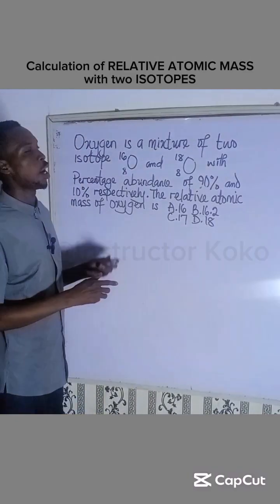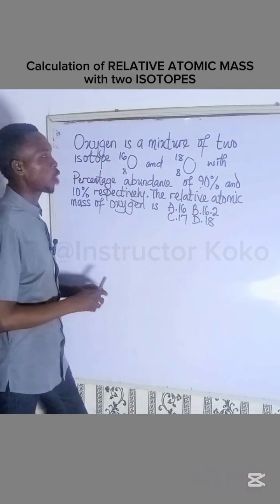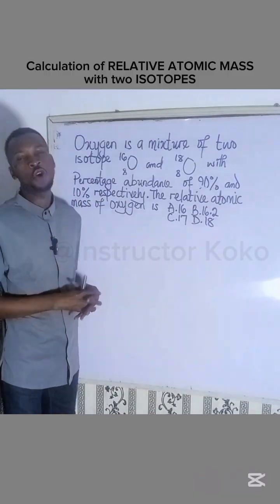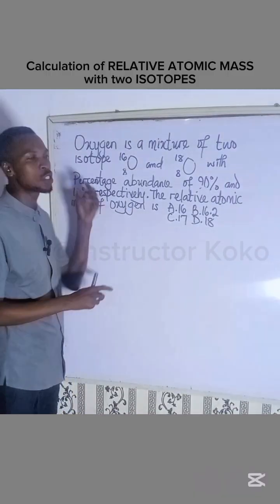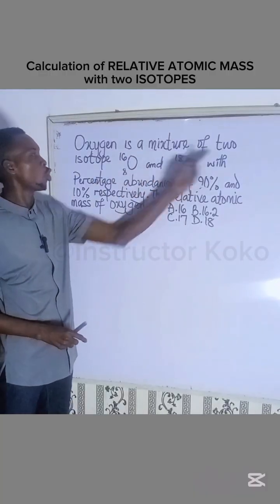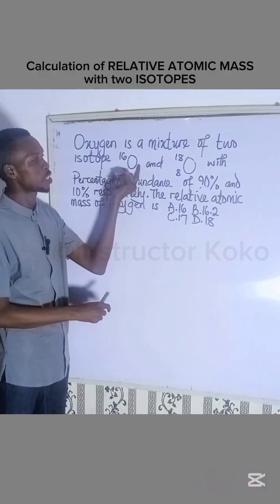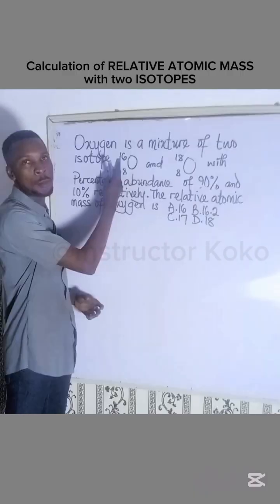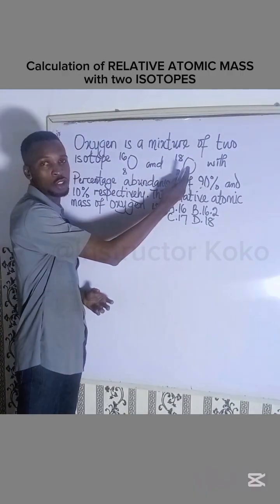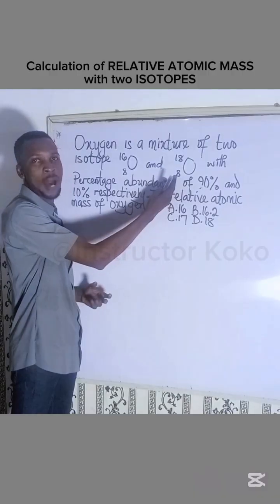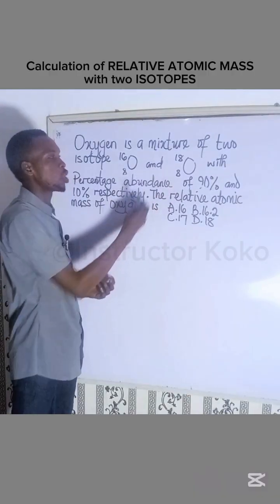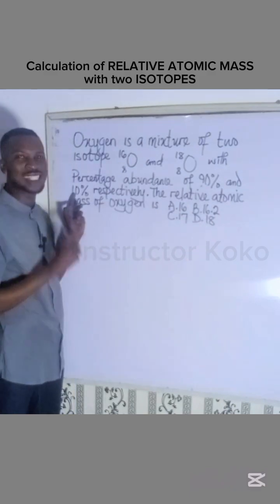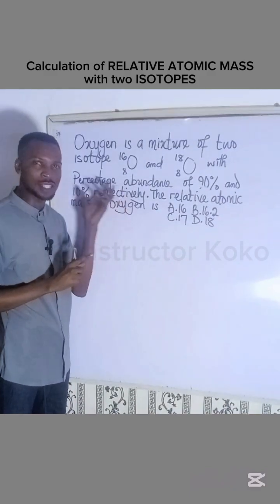Hello everyone. In today's tutorial, we are going to be considering a question under isotope. The question says, oxygen is a mixture of two isotopes. This is the first isotope, oxygen with proton number 8, mass number 16, and another isotope of oxygen with proton number 8 and atomic mass of 18, with percentage abundance 90% and 10% respectively.